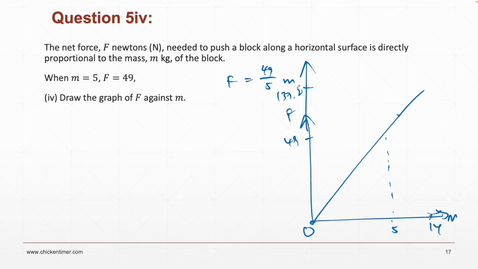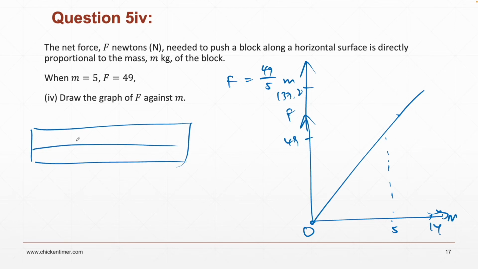Or if you find that it's difficult to draw F equals 49 over 5m, what you can do is come up with a table, and then you just put in F values and m values. Then you choose values, let's say 5, 10, 15, 20, and then you just plot the graph. If not, you will just use your normal line sketching technique to draw this. I think it's fine if the teacher or the paper doesn't provide you with a graph paper.